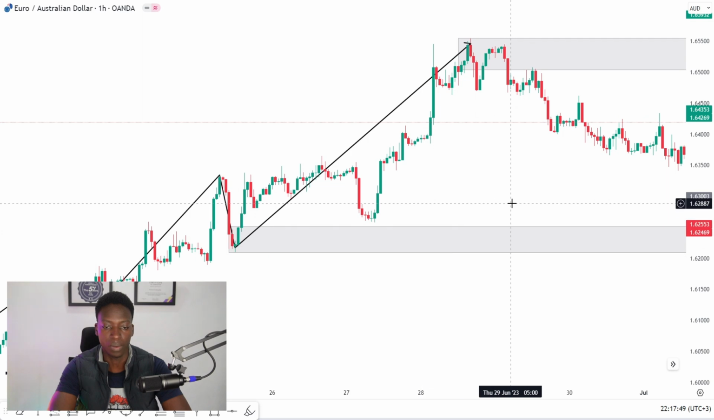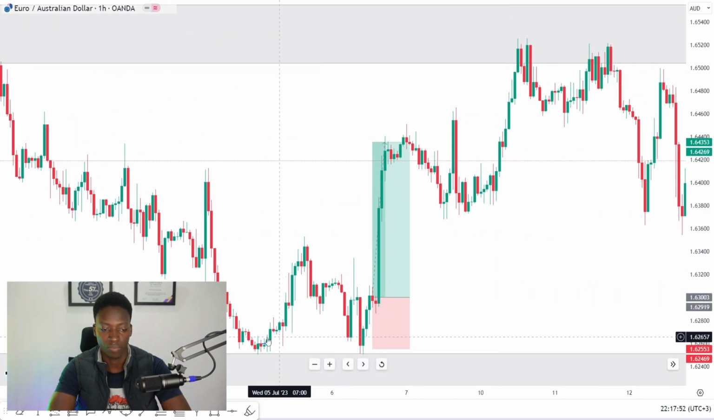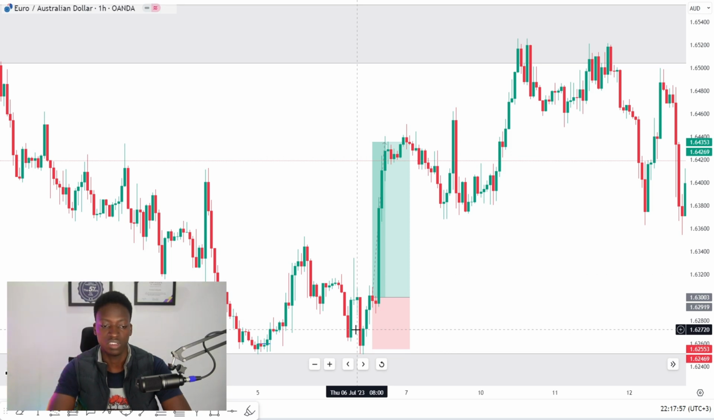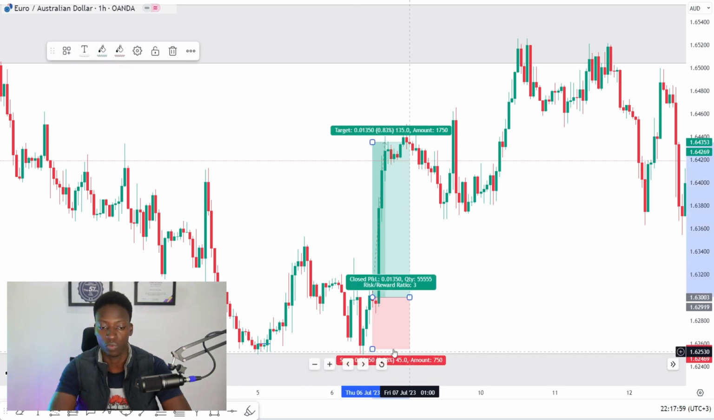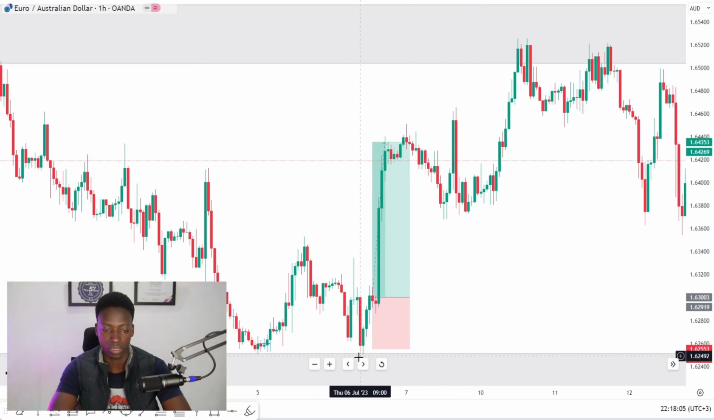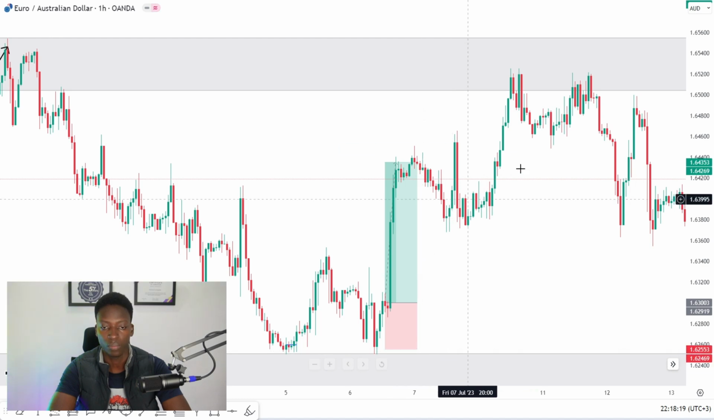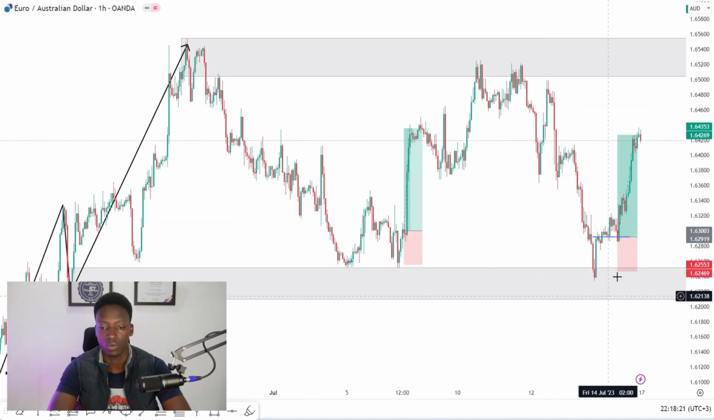So this demand, price came back last week and gave me my first setup here, which came back at break even. I was targeting a narrow 3, using my stop loss of 45 pips, my target was about 135. Then we got a second setup at the same demand zone, which finally went to our target. So starting the new week, price went up and came back down to the same demand zone.